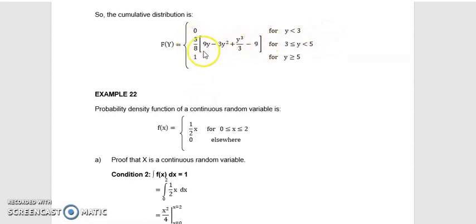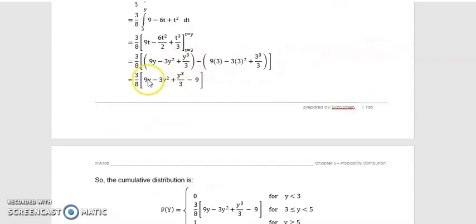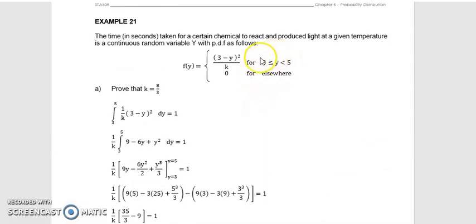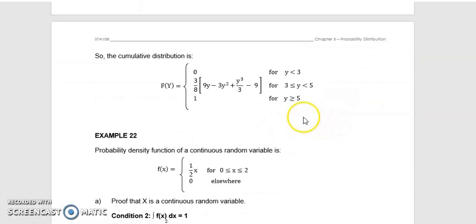Okay, so here 0 for y less than 3. Okay, this is the cumulative distribution that we integrated just now. So this part 3 over 8 multiplied by 9y minus 3y square plus y power of 3 over 3 minus 9. So this is for y greater equal to 3 but less than 5. Okay, so refer to the original interval here. And last one, 1 for y greater equal to 5, because here is y less than 5. So that's how we find the cumulative distribution for a continuous random variable.